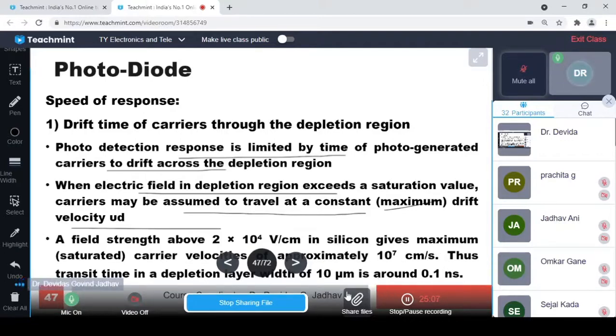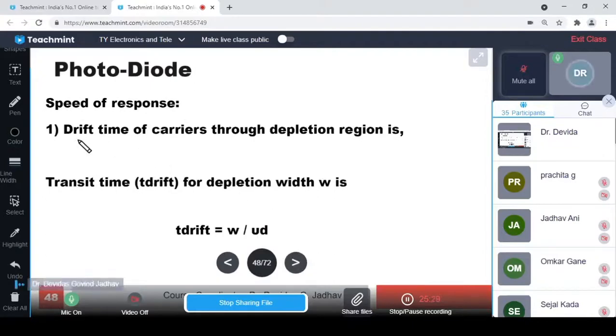0.1 nanosecond is required to travel 10 micrometer of depletion width. So drift time is given as T drift equal to W upon VD. VD is the saturation velocity, and W is the width of the depletion region.